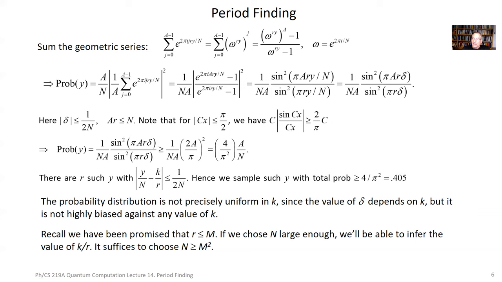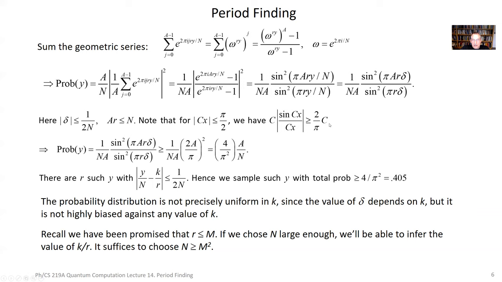You know, when the argument is close to 0, that's close to 1. And the smallest it can be is when the argument gets to be pi over 2, when the sine is 1 and the argument is pi over 2. So in other words, 2 over pi is a lower bound on what I chose to write as sine cx over cx, as long as cx in absolute value is less than or equal to pi over 2. So what we have here is sine cx over x, the c's divide out, and I'm saying that's greater than or equal to 2 over pi times c.